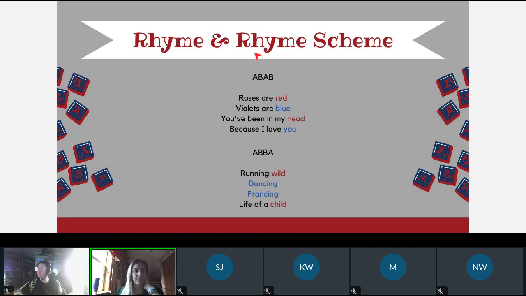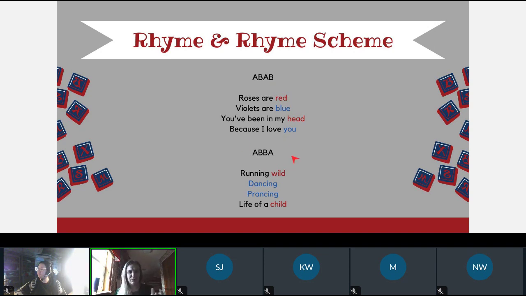So here's rhyme scheme. This is an example of A, B, A, B. The A's rhyme, the B's rhyme. So as you can see in red, we've got the two A lines. So this is A, B, A, B. The A's rhyme, the B's rhyme. Roses are red, violets are blue. You've been in my head because I love you. Okay, red, head, blue, you. We've also got A, B, B, A.